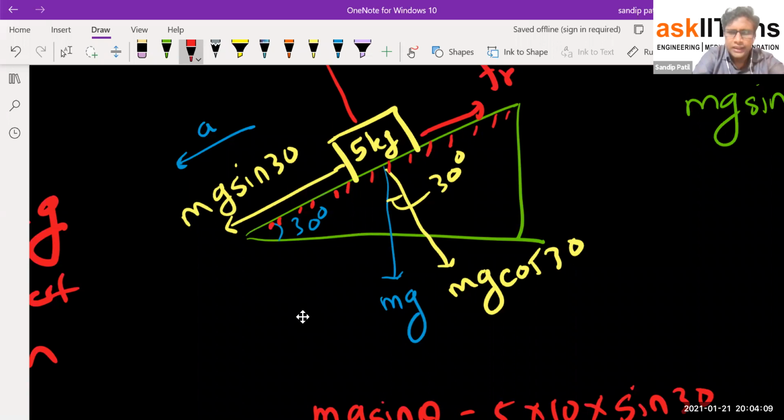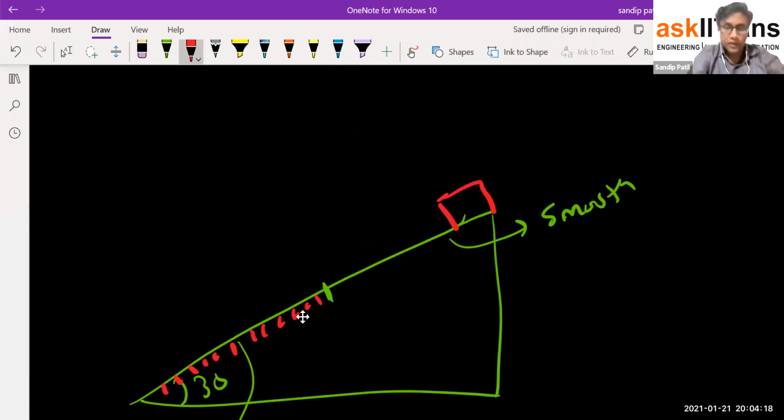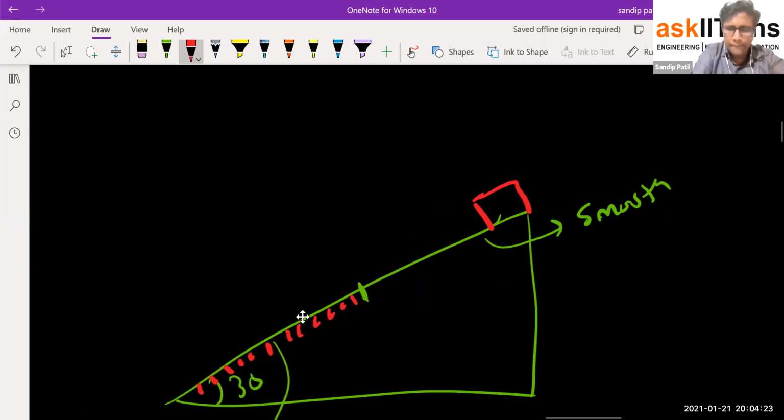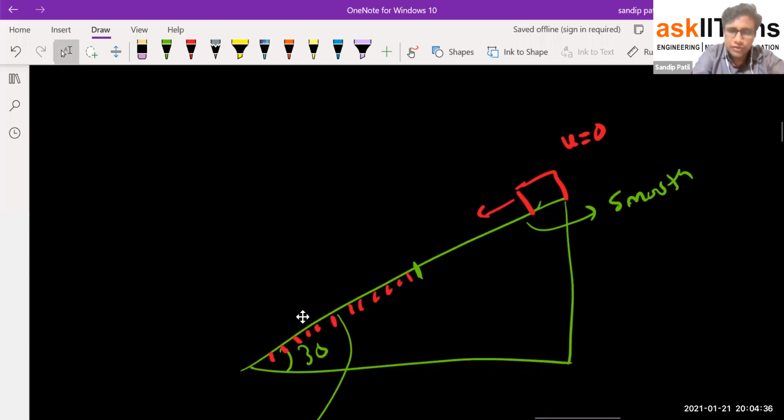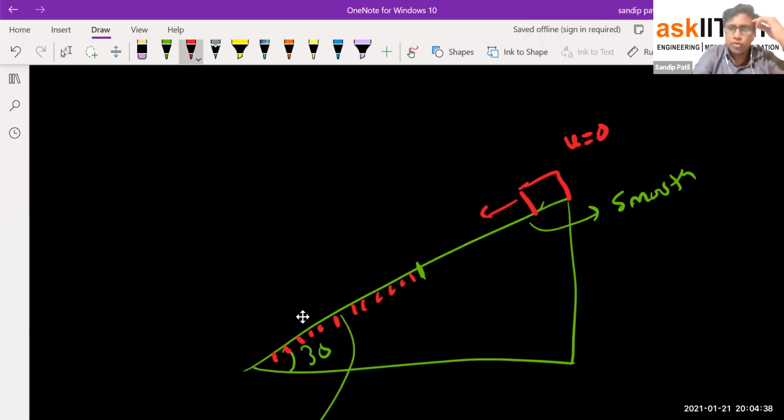Now consider this block starts from the upper end. This block starts from the upper end, and now it is moving downward. What will happen? We have to find that. Consider here the initial velocity, represented by u. Remember, u is equal to 0. So they are saying that the block is moving on this inclined plane, right?